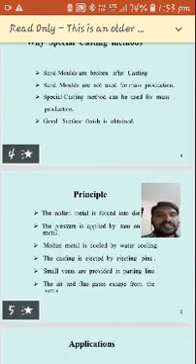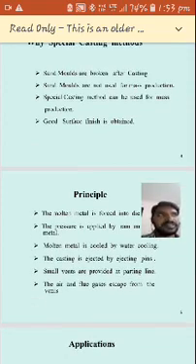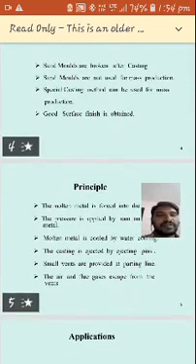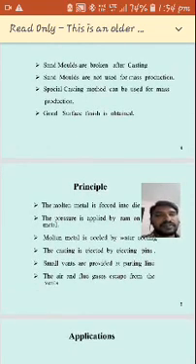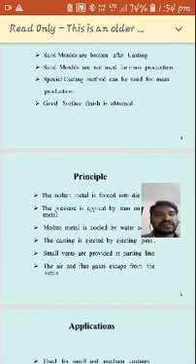So the sand molds are not used for mass production. Usually it is only for a single product. Once it is made, after completing the casting, that sand mold will be broken out. So this is not used for mass production, meaning a repeated operation is not possible by using sand molding. Special casting methods can be used for mass production.